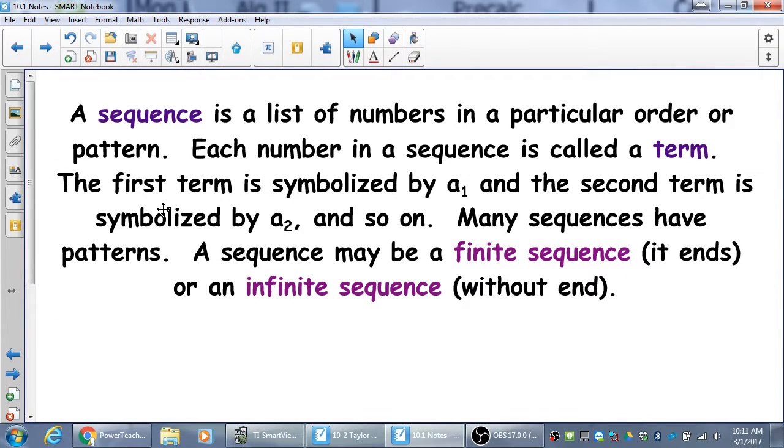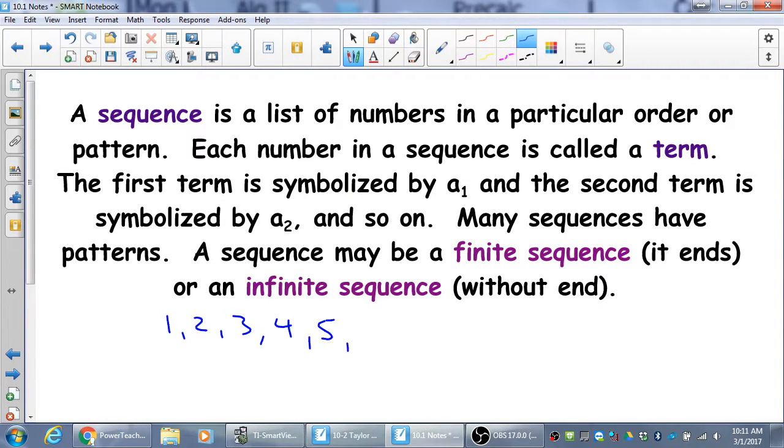So 1, 2, 3, 4, that's a sequence of numbers. So 1 is the first term, 2 is the second term in this sequence, 3 is the third term, and so on. The first term is symbolized by a sub 1. So in the little sequence that I did here, that's a sub 1, this is a sub 2, but you could go 2, 4, 6, 8, keep on going like this. This is still a sub 1, that's a sub 2, and so on, a sub 3. Term 1, term 2, term 3.